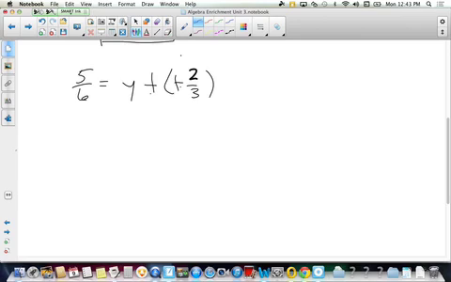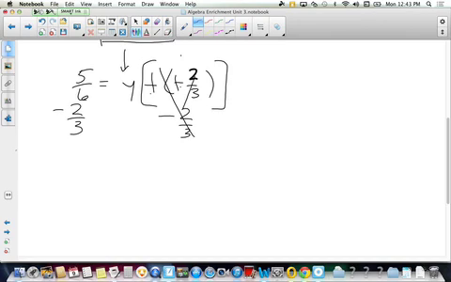Now, identify our variable. Right there's the y. That means I need to get rid of this. It's a positive 2/3, which means we're going to subtract 2/3 from both sides. That cancels here, leaving just y on that side. Now, when I combine these together, I'm combining fractions. Remember, when I combine fractions, I need to find a common denominator. In this case, the common denominator would be 6.